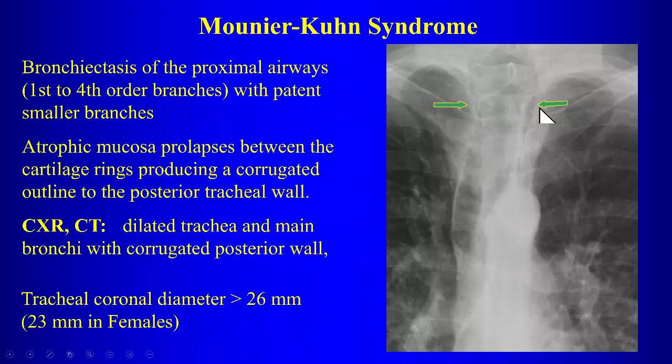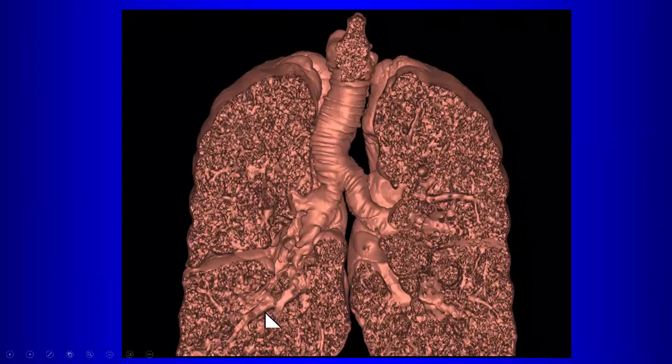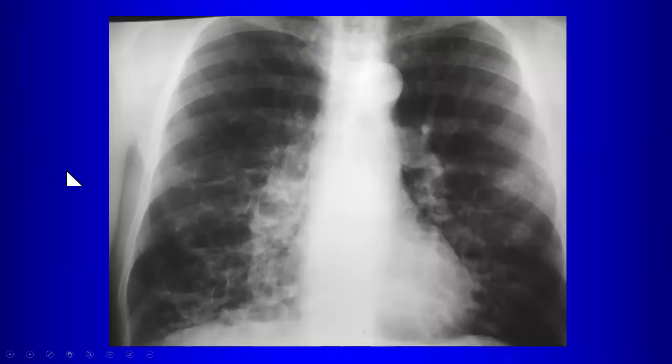So dilated trachea, there are of course numbers for this. Tracheal coronal diameter greater than 26 millimeters in males, 23 millimeters in females. Easy to recognize on CT, big trachea, big central airways. Because of recurrent infections, they can develop bronchiectasis elsewhere within the lungs. A nice volume rendered image of this case of Mounier-Kuhn syndrome.